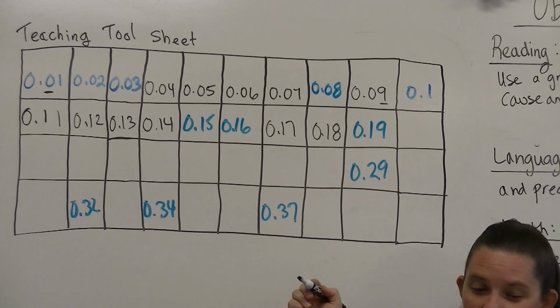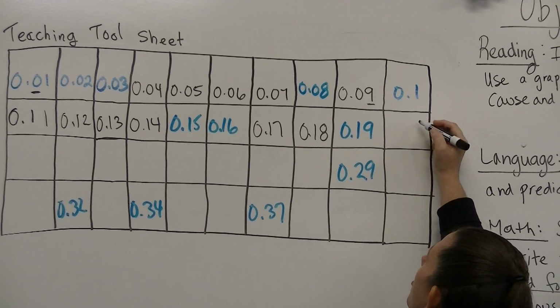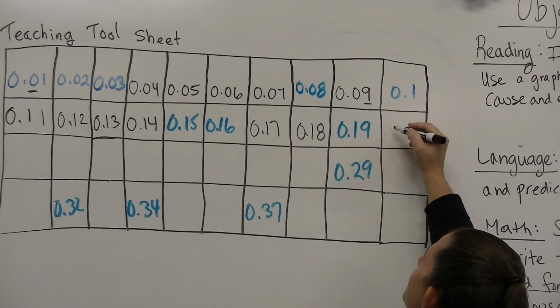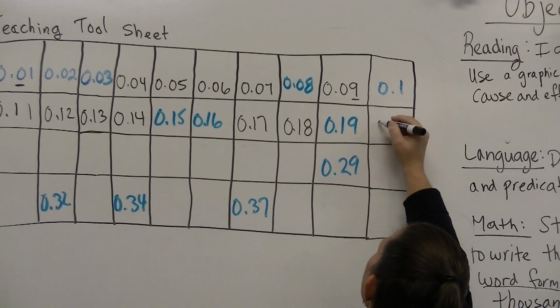Does anybody know? Anybody know? What goes next? 19 would go to what? Miss Bennett, do you know? I hope it's 20 hundredths.